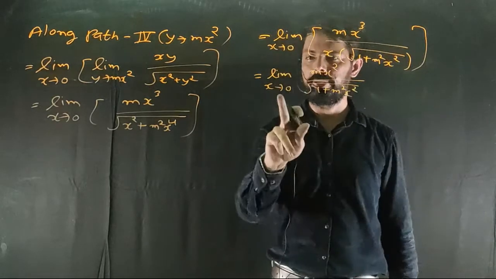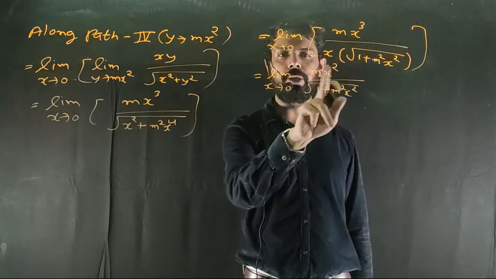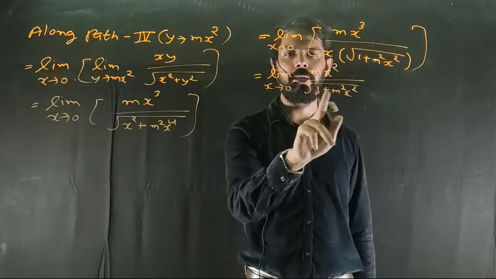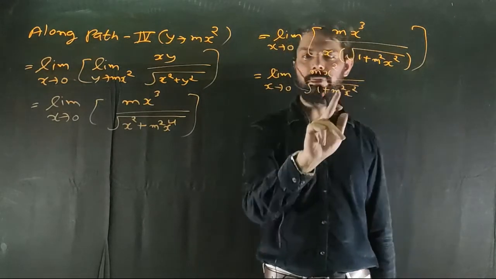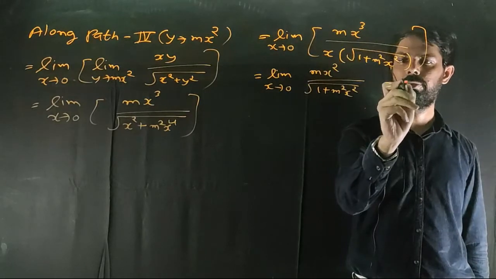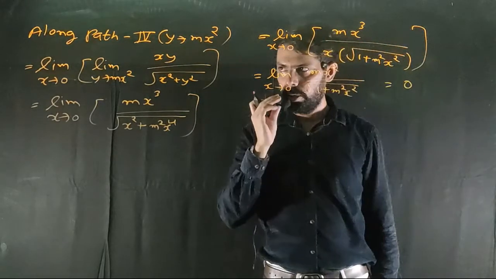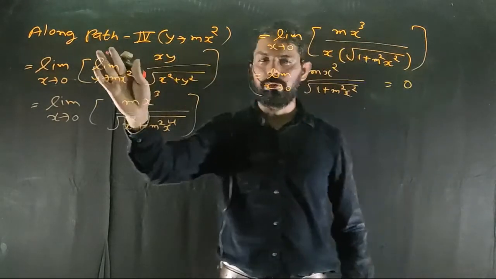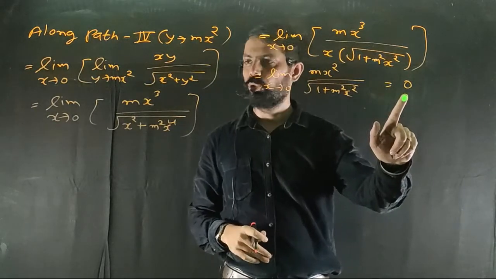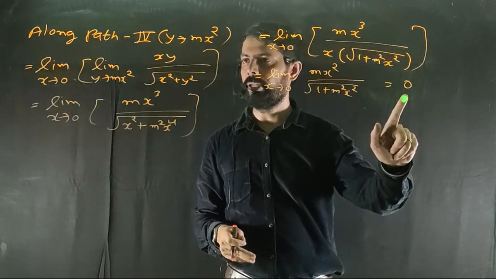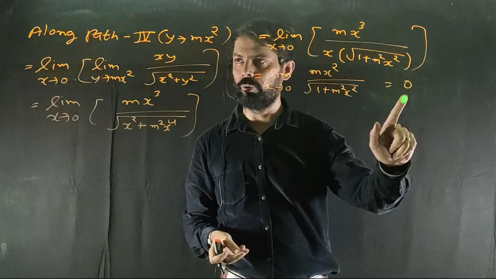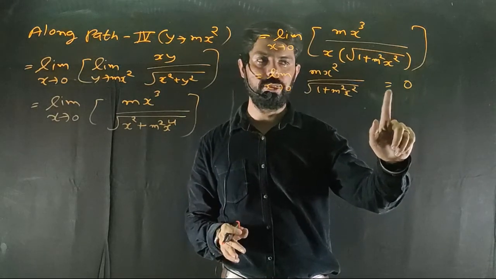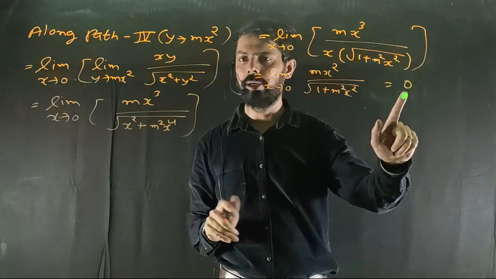Now we will replace x by 0. So here numerator will be 0 divided by under root of 1 plus 0. So this will be 1. 0 divided by 1. So that is 0. So answer of limit along path 4 is 0. So in this example, limit along path 1, path 2, path 3 and path 4 is same and answer is 0 of all paths. Okay.